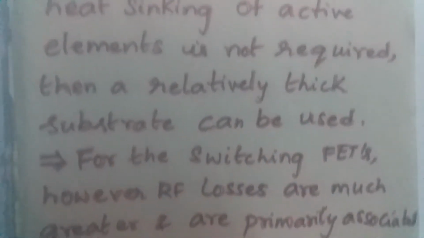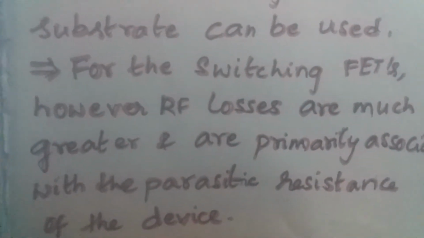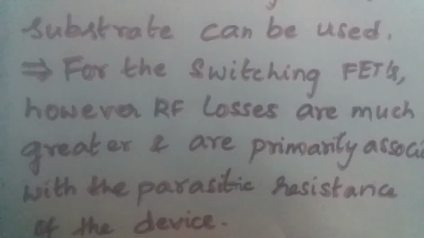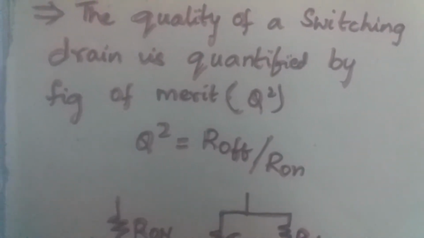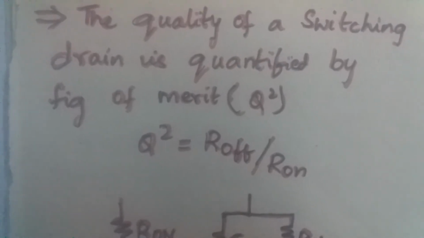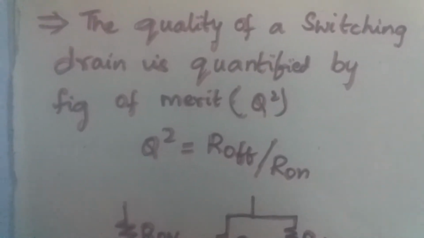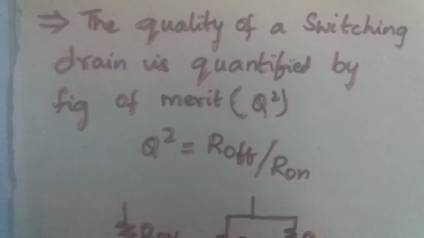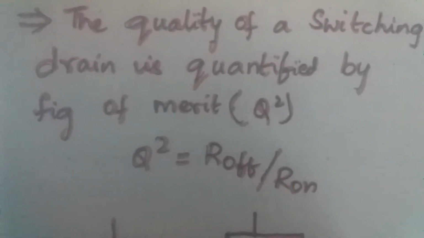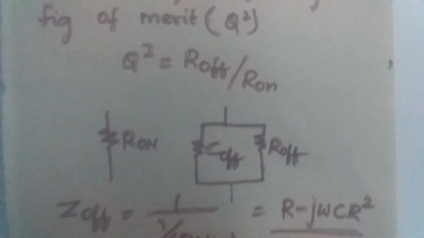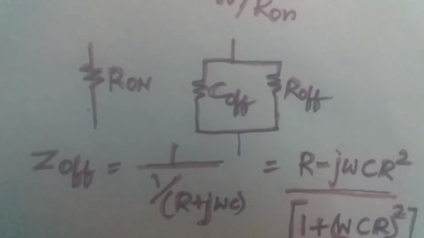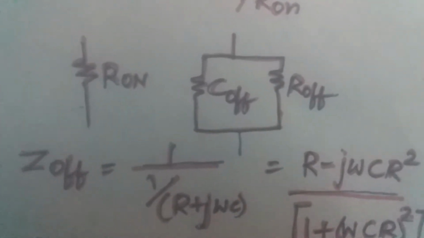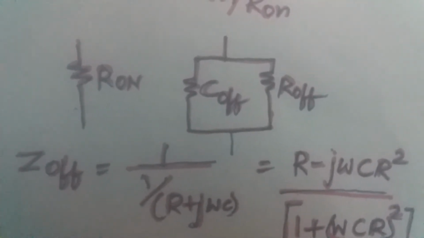For the switching FETs, however, RF losses are much greater and are associated with the parasitic resistance of the device. So, considering this, the important design consideration, that is the quality factor, has to be defined. And it is quantified by figure of merit Q square, where Q square is equal to R off by R on. And R on, so you know that a MESFET as a switch is a resistor in its on state, and in its off state, it is a capacitor in parallel with R off.